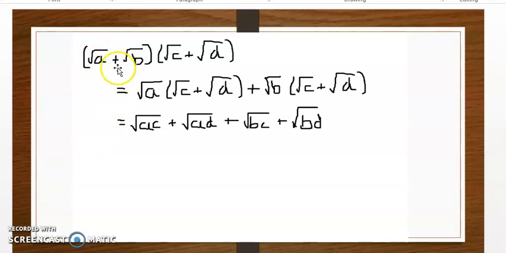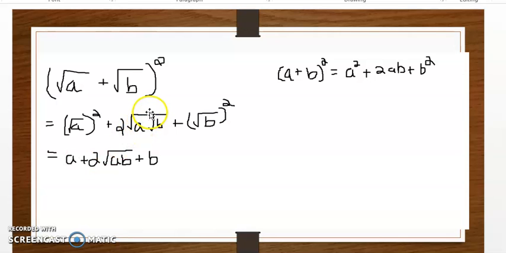Next we have root a plus root b into root c plus root d. We take root a and multiply the second bracket, plus we are using the distributive property, you take root b and multiply into the second bracket. So root a into root c will be root ac, plus root a into root d will be root ad. Now root b into root c will be root bc, plus root b into root d will be root bd.